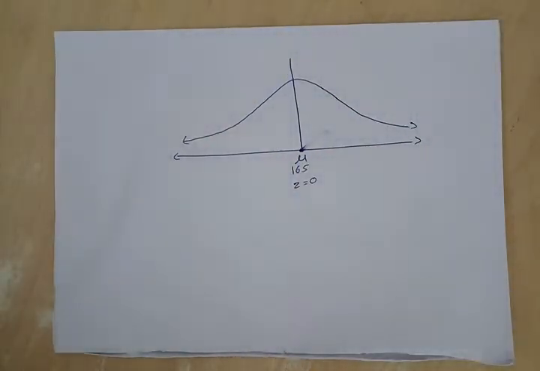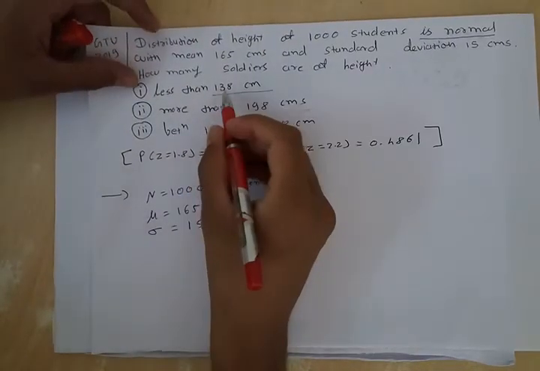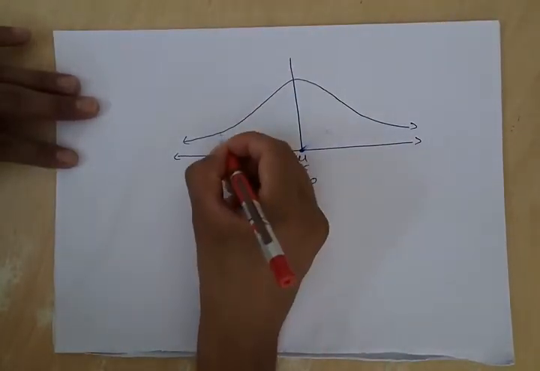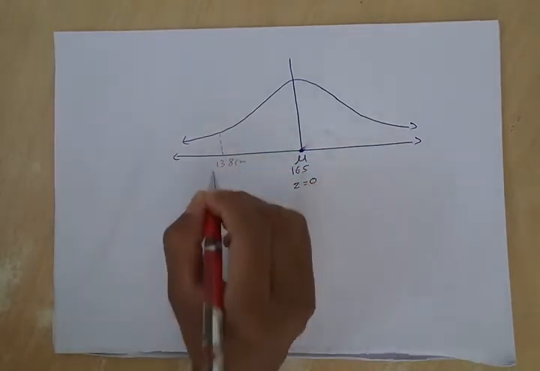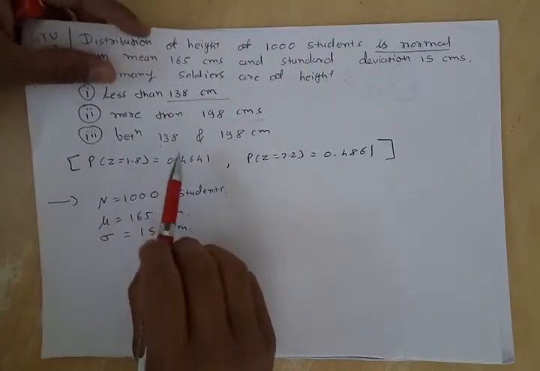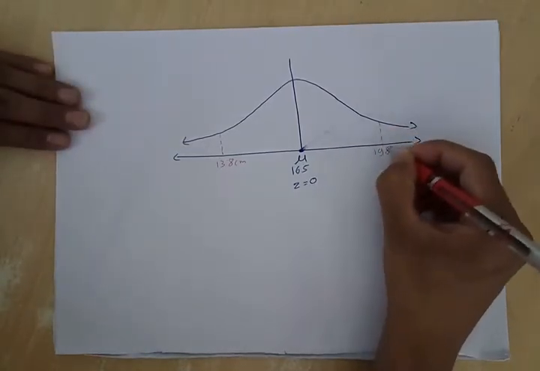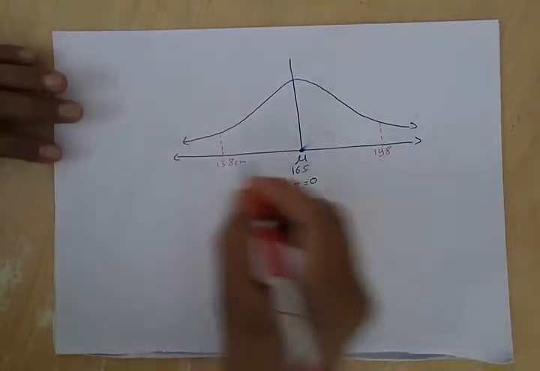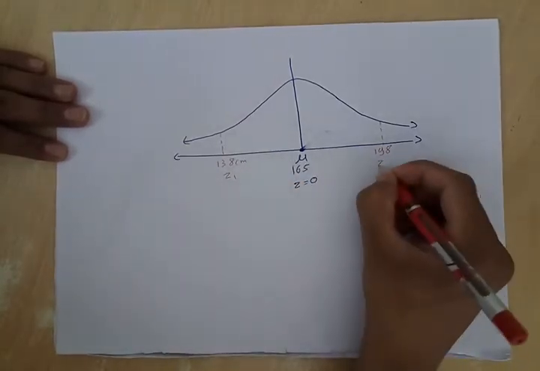Now we are given that we have to find the number of students having height less than 138 centimeter. So 138 is less than 165. So 138 will be here somewhere, 138 centimeter. And also we have to find students having height more than 198 centimeters. So first we will find the z value associated with these two height values. So let us call them z1 and z2.